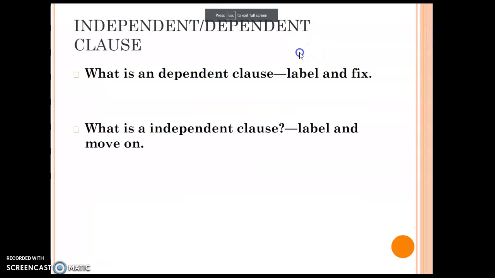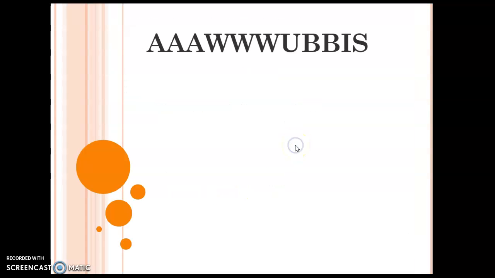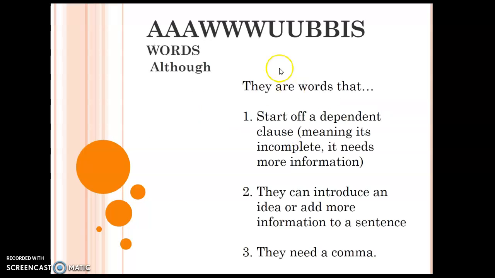So hopefully you're getting familiar with this sentence structure stuff that's happening, because now I want you to realize that these are dependent clauses. AWUBS create a dependent clause, and your job is to add a comma and add and fix it so it is an independent clause. So copy these notes. There's 3 big rules.